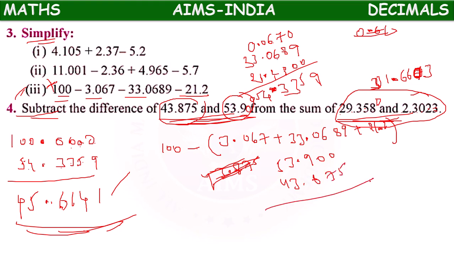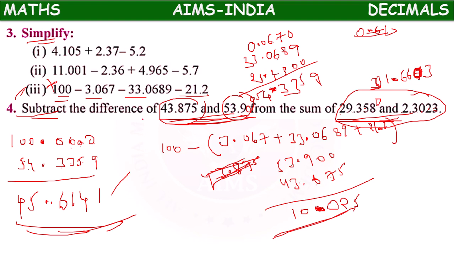43.875 we have to remove. So we can take one borrow. From 10, 5 goes means 5. Here 9 will be there. 9 minus 7, 2. Here 8 will be there. 8 minus 8, 0. Point downside point. 3 minus 3, 0. 5 minus 4, 1. 10.025.